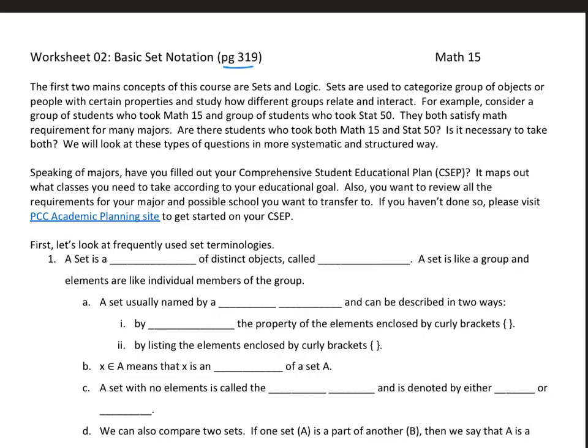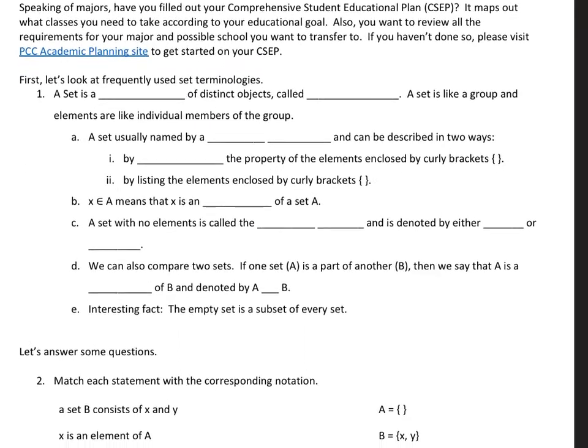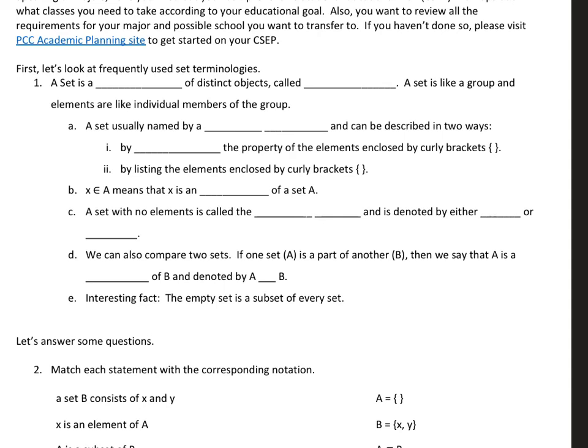All right, so let's look at the frequently used terminologies first. A set, so this is the title of our worksheet, is a collection of distinct objects or people or things, right? And those things are called elements. So basically, a set is like a group, and elements are like individual members of the group.